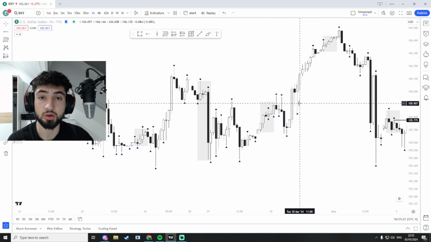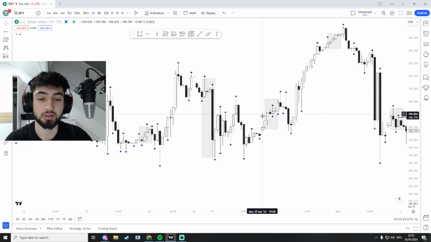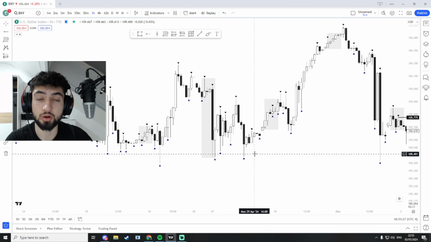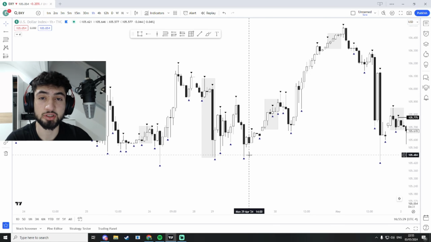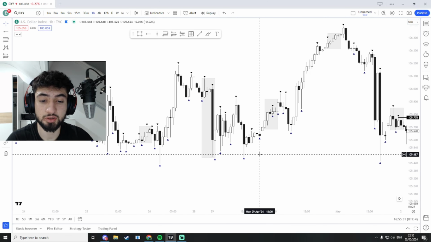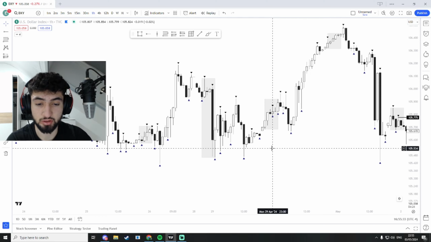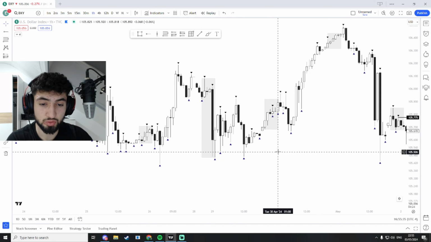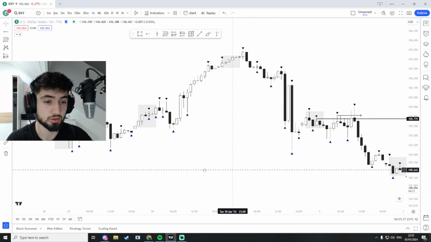If you want to buy on EU and there's a sweep of a low, which means DXY goes up and EU goes down, for example, I will never take the trade. If you do that, you will avoid a ton of losses.